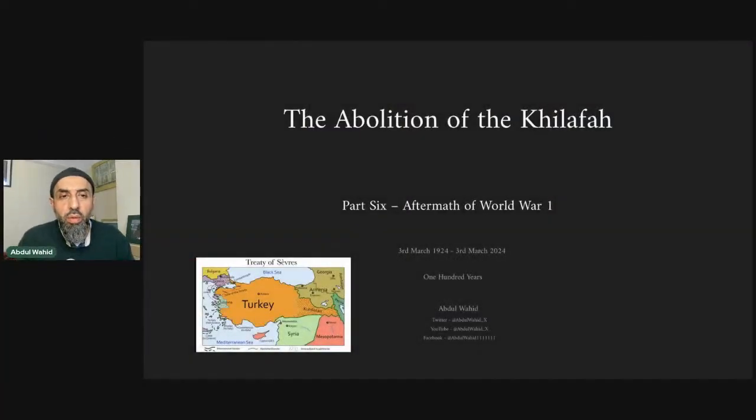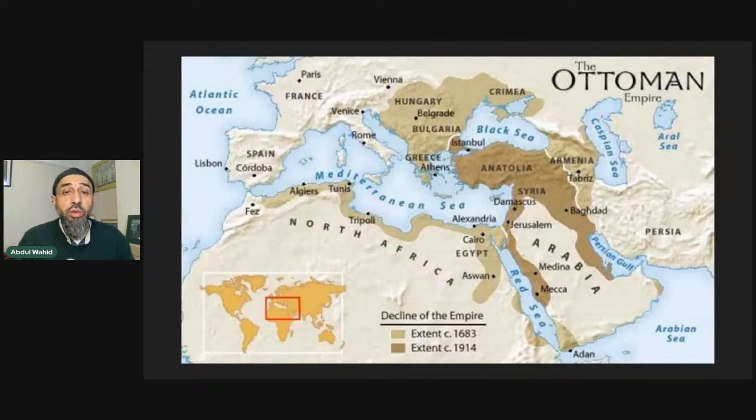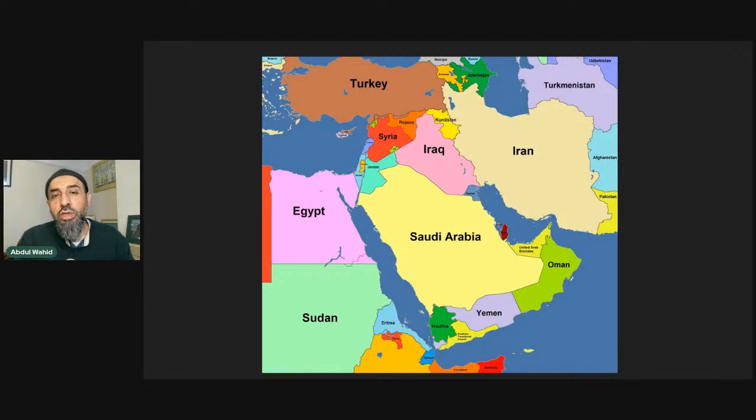So when we look at this, I remind you of a map I showed you in the first episode, which showed the extent of the Ottoman Khilafah in the lighter brown zone, and how from 1681 through to its remnants by the time we get to the 1914 era before World War I.